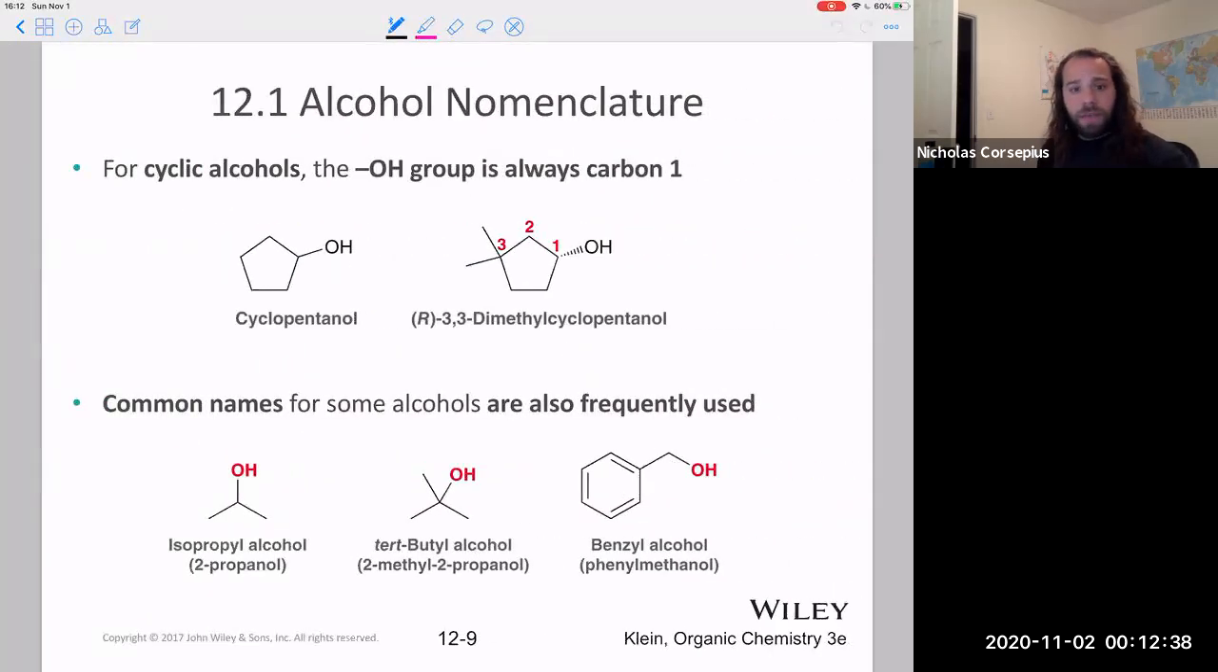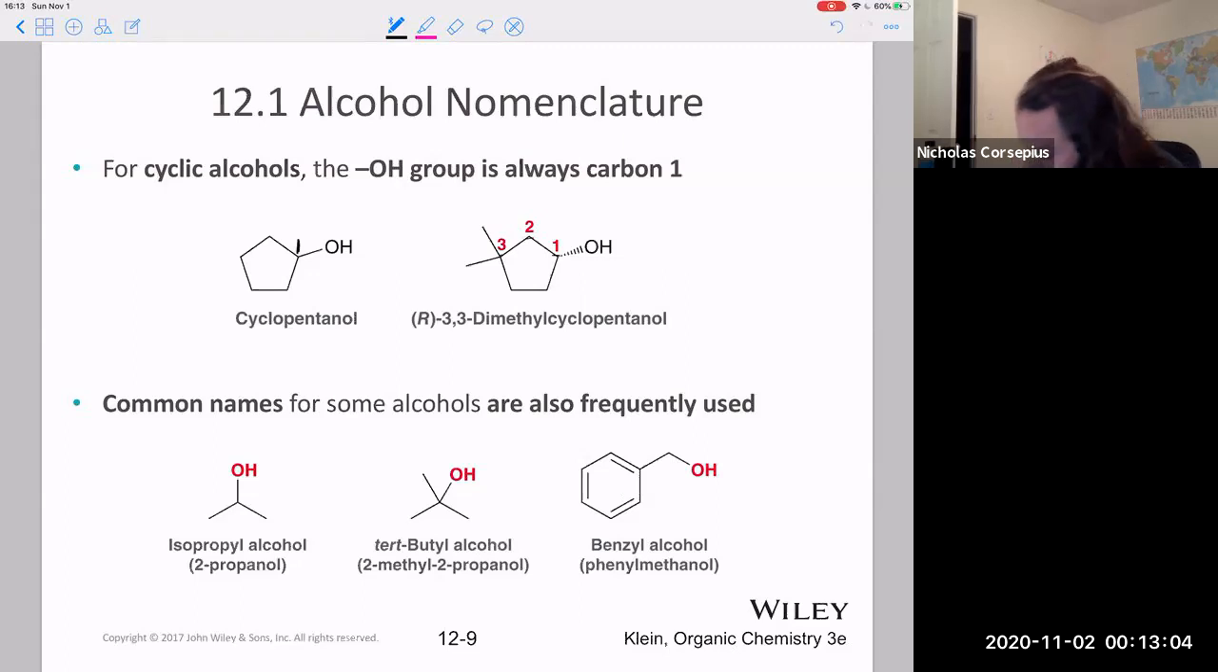As you would probably expect, when we get to cyclic alcohols, again, you want to make sure that that alcohol group always has the lowest number. And since it's in a ring, you can kind of start arbitrarily. You're always going to number such that the alcohol group is positioned at carbon 1. Right, and then whether you go clockwise or counterclockwise would be in order to give whatever the other functional group is the lowest possible number.